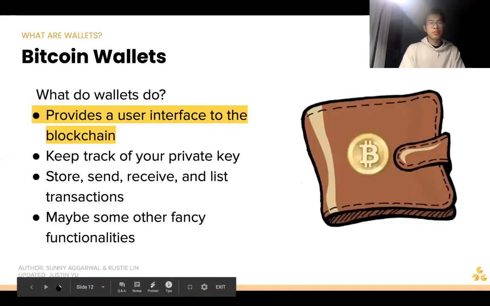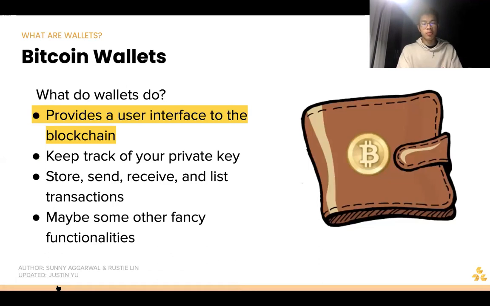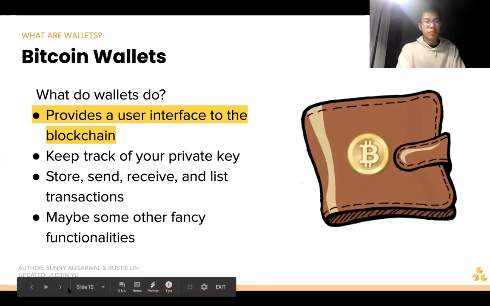So what do wallets do? First of all, they provide a user interface to the blockchain, because not many people have the technical know-how to fully interact with the blockchain. So it's good if you have some interface between the user and the blockchain. They keep track of your private keys and store, send, receive, and list transactions on your behalf. Might have some other fancy functionalities to set apart from other wallets, but a wallet is a pretty simple concept as a whole.